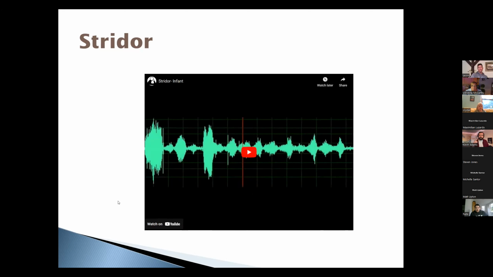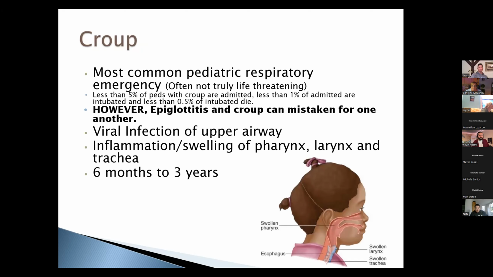So you can hear that it sounds like it's up higher in the airway. You can kind of tell from where you hear that sound on the inspiration and expiration. So that kid was definitely struggling to breathe, and it sounds like there is something higher up in the airway, not necessarily lower down. So croup is the first condition we're going to talk about.